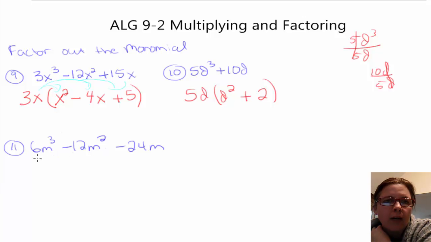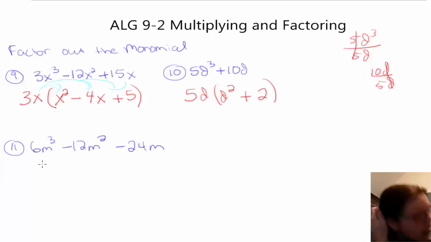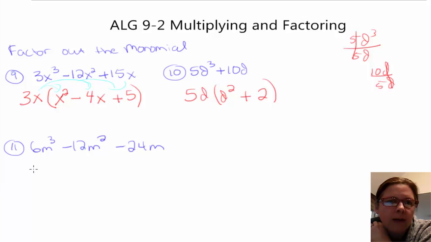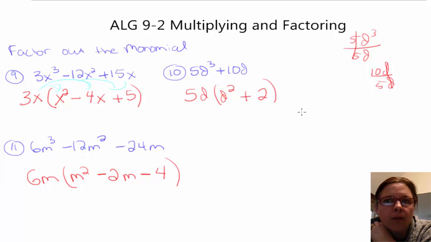Okay, so if I go here, my 6 will go into all of those and my m. Okay, again, if there isn't an m in all three of them, then you would just take the 6 out. Okay, so I have 6m, and I'm left with 1m squared minus 2m minus 6 times 4 is 24. Okay, so again, if I went through and multiplied, I should get what I had up there. All right? And that is it.